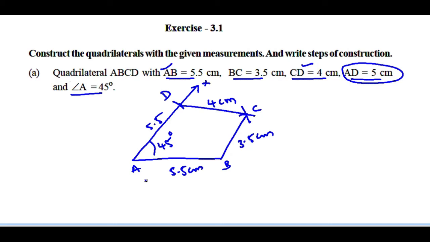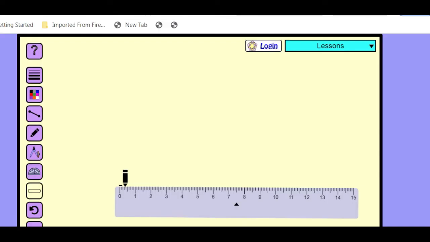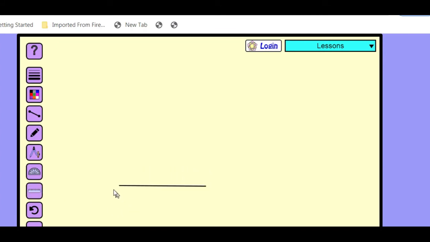So first step, draw the line segment AB with 5.5 centimeters. Now you should mark point A and B with 5.5 centimeters. Now here first we need to construct the angle A equal to 45 degrees. So to construct the angle 45 degrees we need to bisect the angle 60 and 30. Now let's construct the 60 and 30, then you can bisect the 60 and 30, you will get 45.